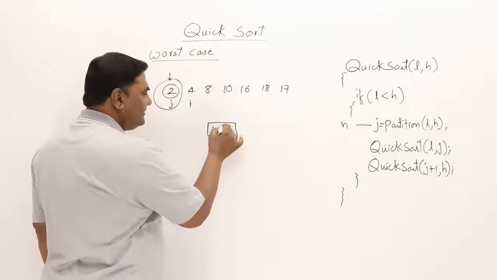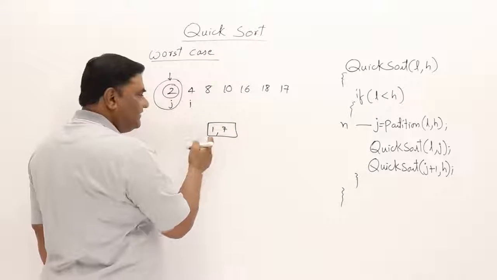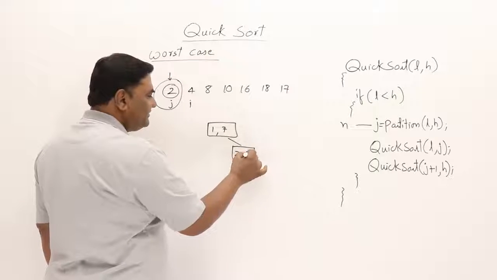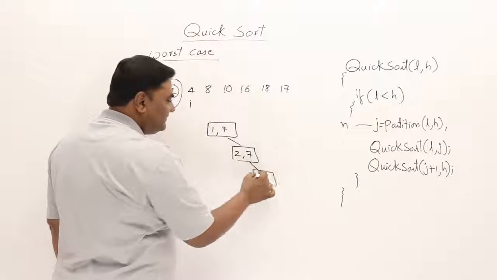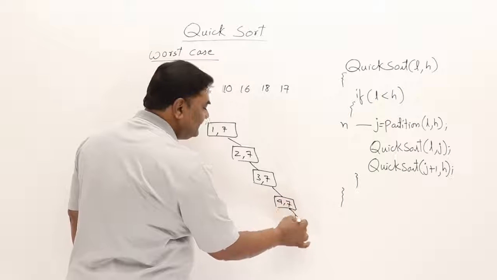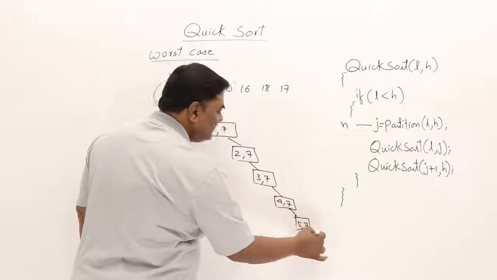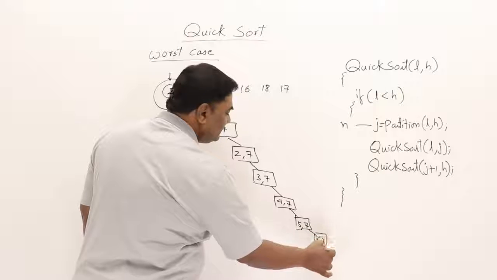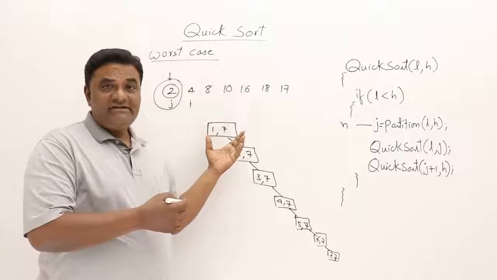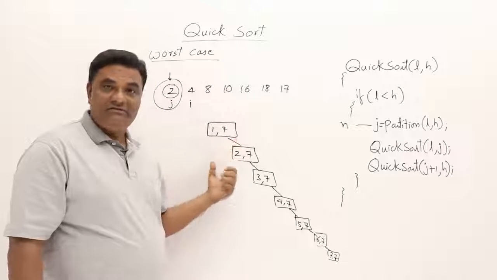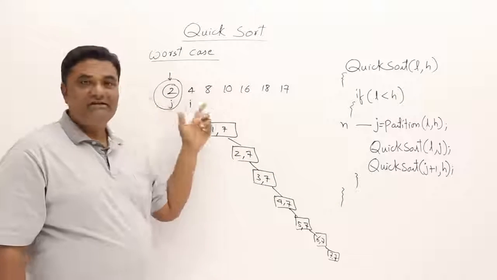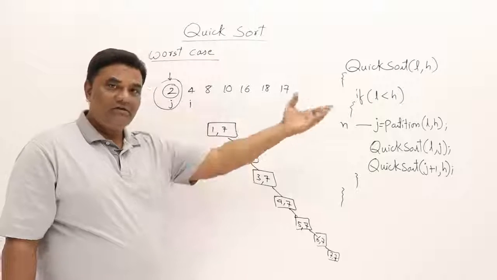If I give the numbers from 1 to 7, then 1 will be sorted and on this side I get 2 to 7. Then 2 will be sorted and on this side I'll get the numbers from 3 to 7. Then 4 to 7, then 5 to 7, 6 to 7 and 7 to 7. Now you can see that the partitioning is always happening at the beginning of the list, or it may happen at the end of the list also. It depends. Here it is all sorted in ascending order. If it is in descending order, it will always be at the end.